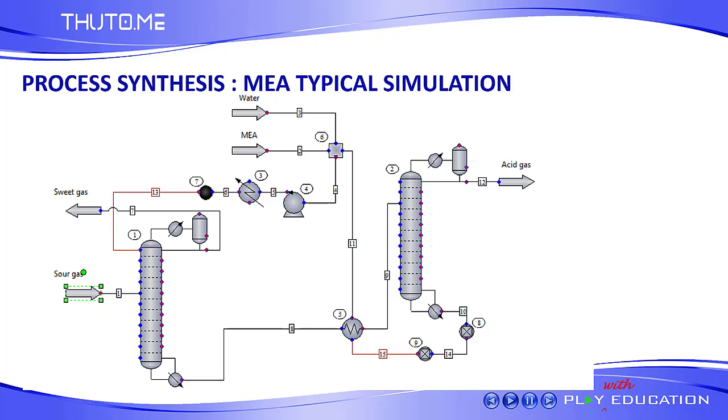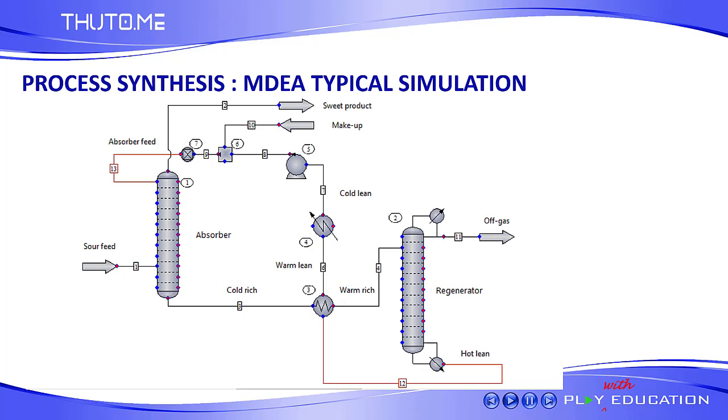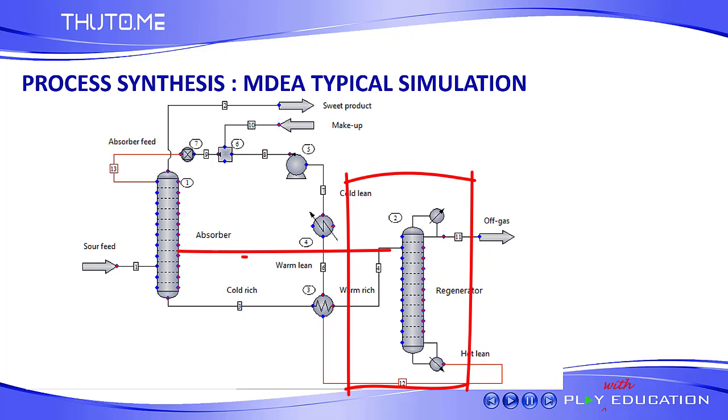A typical simulation of MEA on Chemcad looks like this. As you can see, it's not a very simple simulation. It has pumps, compressors, heat exchangers. So this would be the type of simulation you would do just to remove the CO2. Using MDEA, as you can see, the trend is slightly the same: you absorb and then you regenerate. On this side, you absorb the CO2, and then once you have absorbed the CO2 into the solvent, you regenerate the solvent and then recycle it back to the absorber.